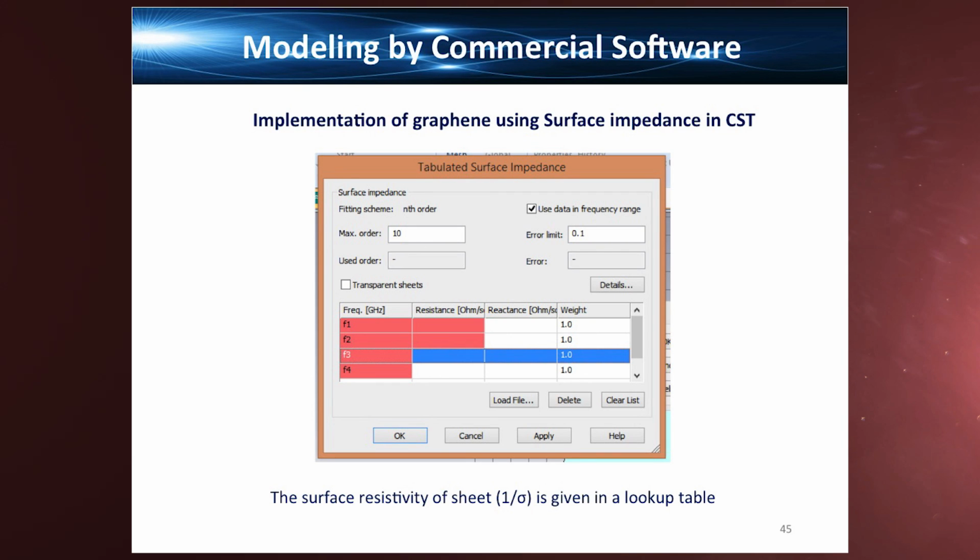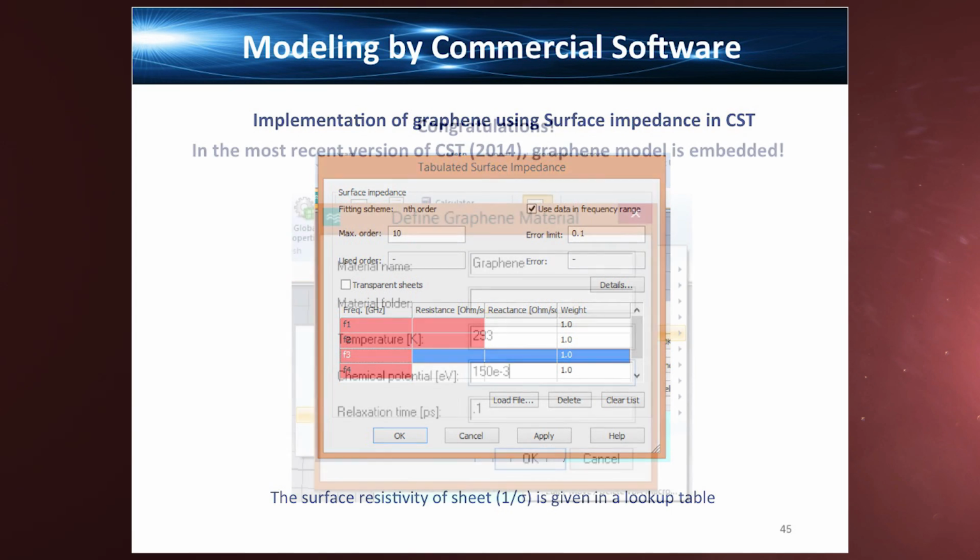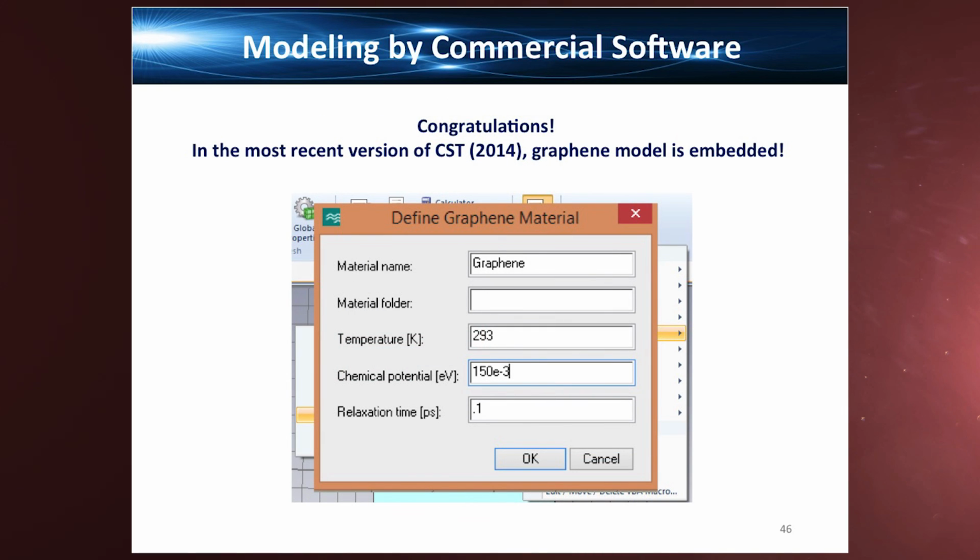You can also model graphene in CST using surface impedances, giving the real part and imaginary part of the surface resistivity as a function of frequency in a lookup table in the software. In CST 2014, we have an embedded model for graphene in the software, and you just need to put the chemical potential and temperature of the graphene into the software, and the software does everything.